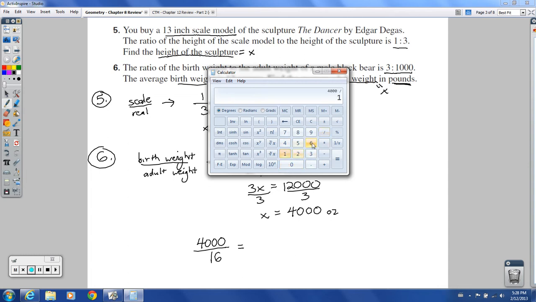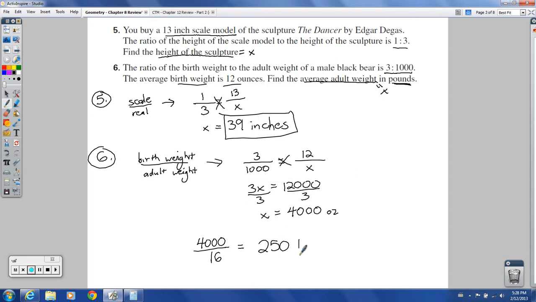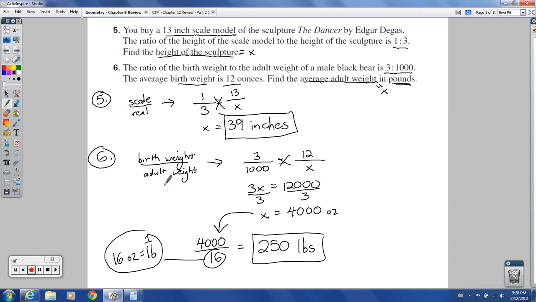How about that? Okay, so 4,000 divided by 16. There we go. 250 pounds. You can write that. So we have this divided by 16. Why are we dividing by 16? Because 16 ounces equals 1 pound. That's why we can do that.